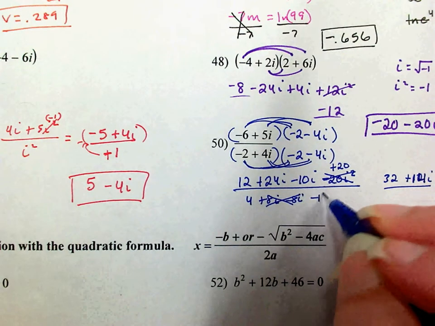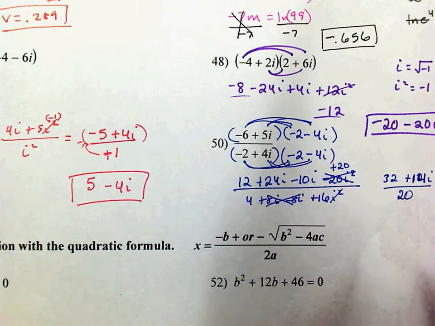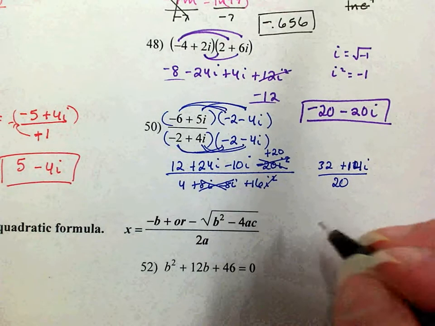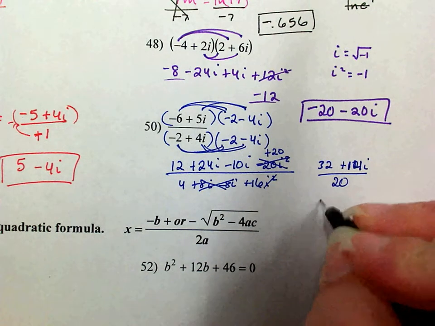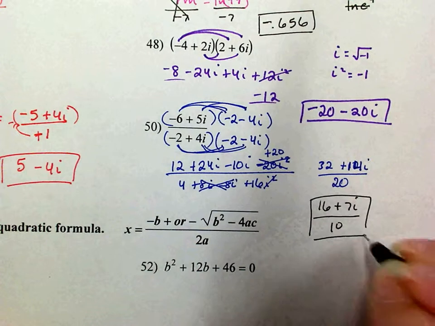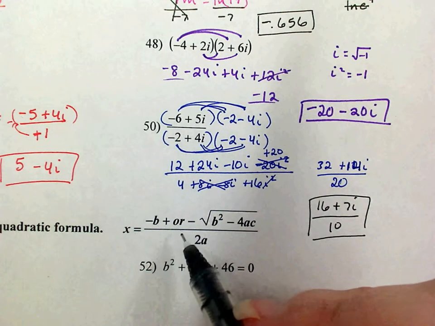That's a 20. All three of these numbers are even, which means you can divide all of them by 2. So 16 plus 7i divided by 10. Here's your final answer. Now, the only reason this is typed like that is because it wouldn't let me just type in plus and minus. So that really is just that.